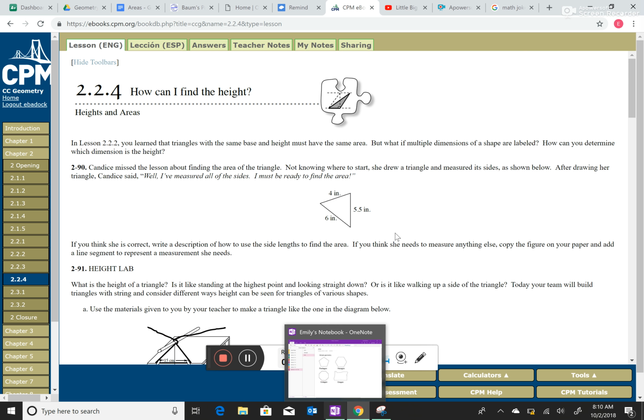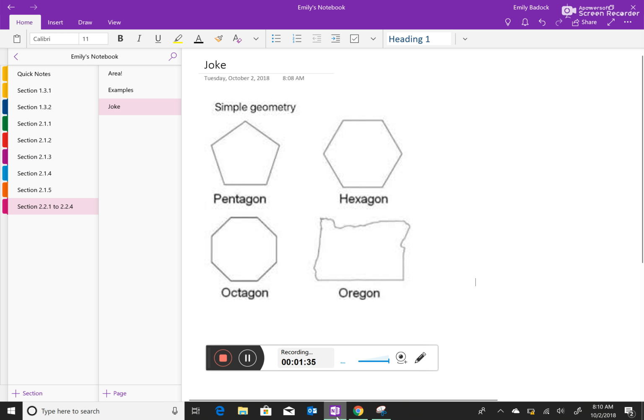All right, the first thing I have for you today is a little joke, you could say. It says simple geometry. You have a pentagram, or a pentagon, a hexagon, an octagon, and then you have Oregon. I just thought that was kind of clever, kind of funny since we were working with shapes.